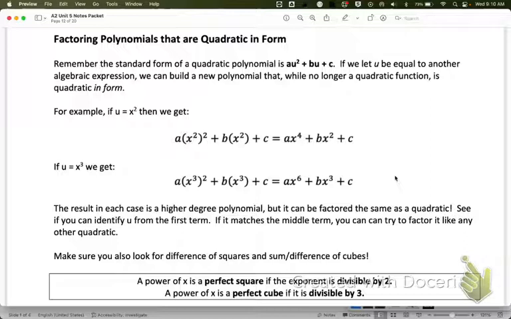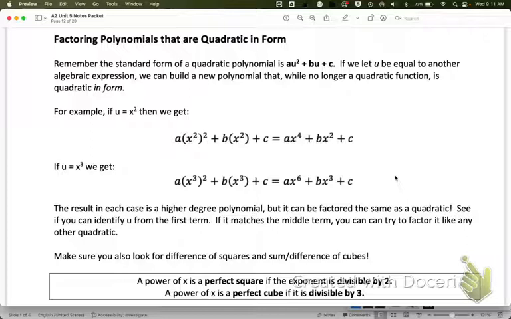So here's a couple of examples of how that works. If I let u be x squared, remember it's au squared, so that's a times x squared squared, plus bu, so that's plus b times x squared, plus c. When we do a power of a power, x squared squared, we multiply the exponents, so that results in ax to the 4th plus bx squared plus c. That is not a quadratic, it's a quartic, but it is quadratic in form. It follows the pattern of a quadratic, okay?